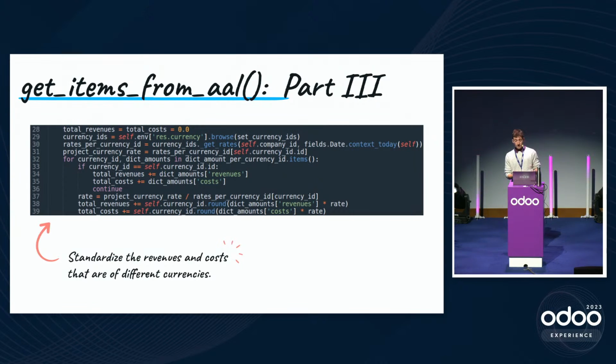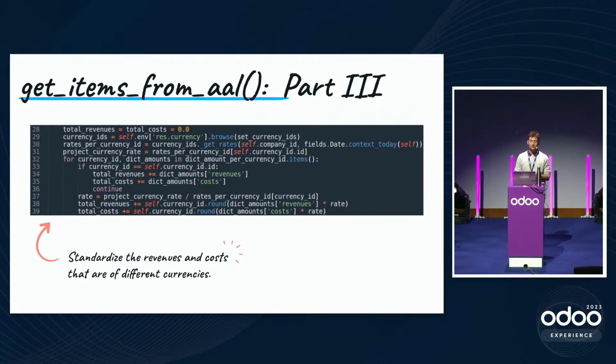So from that, as you can understand, we can have account analytic lines that are of different currencies, and that's a problem, right? Because it's kind of difficult to judge the profitability of a project if all the lines are of different currencies. So we want to standardize that, and that's what we do in the next part of the method.